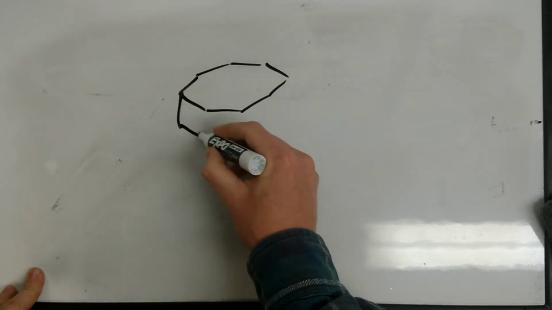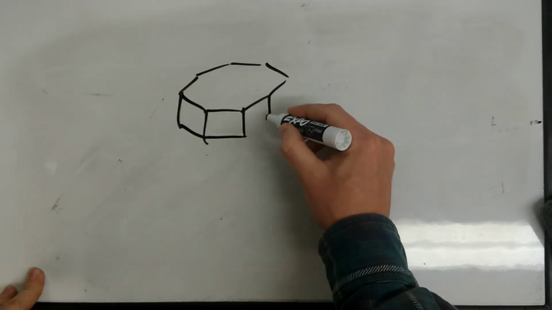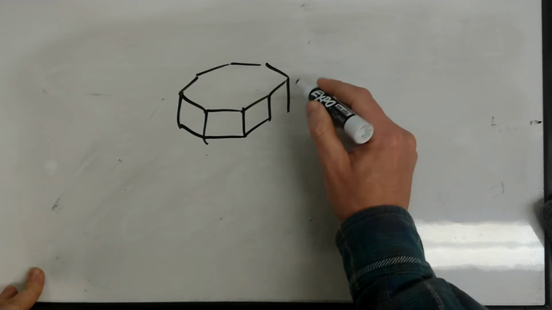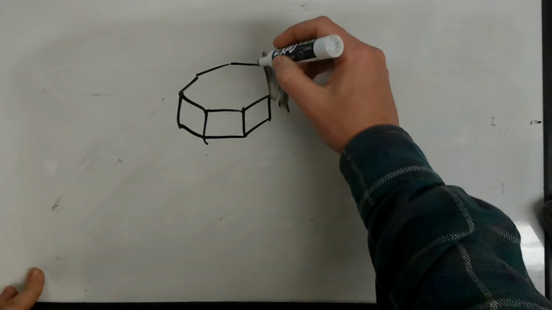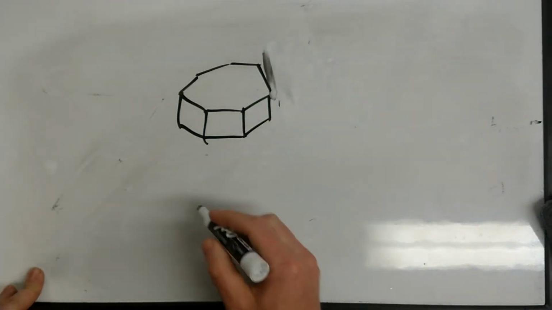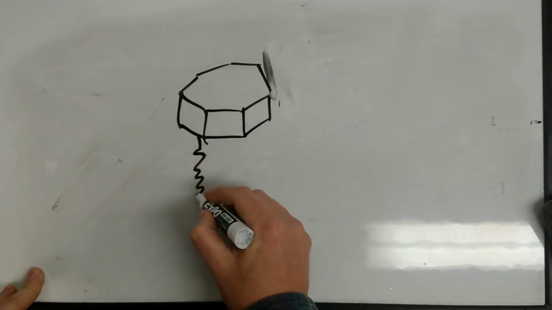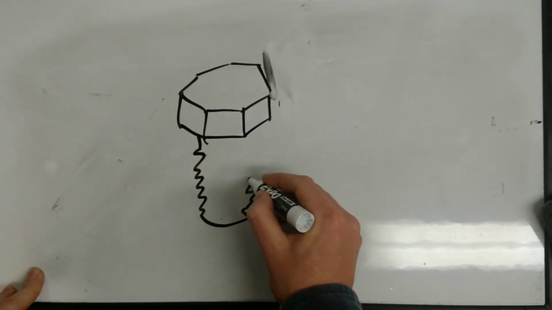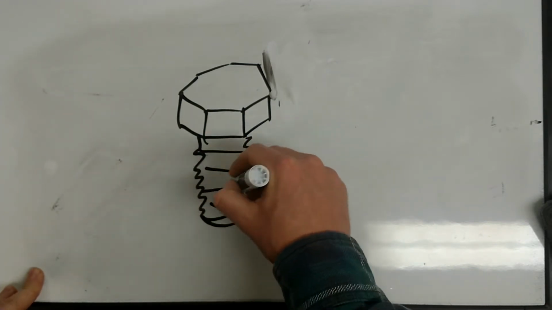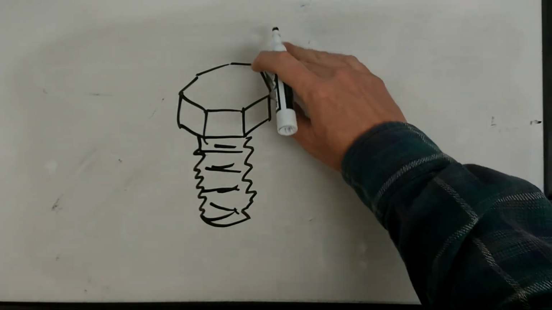All right, so if we look at our bolt, oh, I messed up that side, didn't I? Look at our bolt really quick. All right. All right, not bad, Harmon.